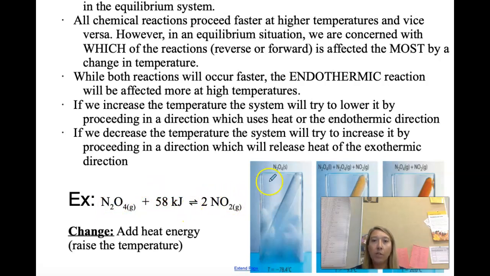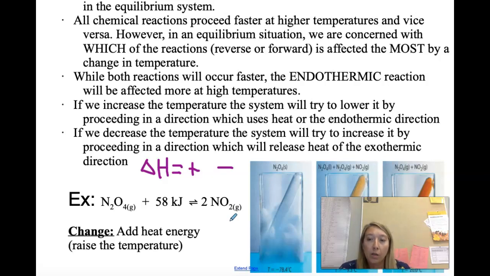The other way that you will sometimes see it is tabbed off on the side, where it's going to say delta H equals, and then either a positive or a negative number. For now, all we care about is: is delta H positive or negative, or is the heat term written on the reactant or the product side? That's really all we care about. That's how we're currently going to decide endothermic or exothermic, okay?